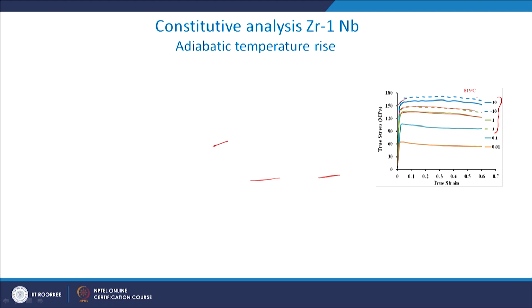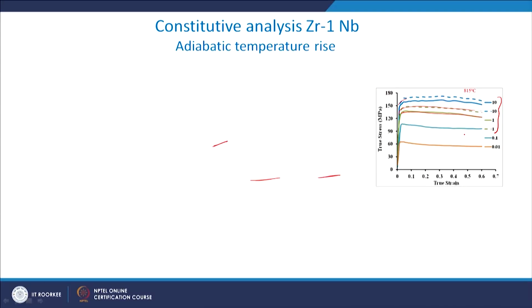So, this kind of correction for temperature rise we should do for deformation where we are doing deformation at higher strain rates. At lower strain rates, as you can see, we are not doing any correction. So, usually above 1 we start putting the correction.